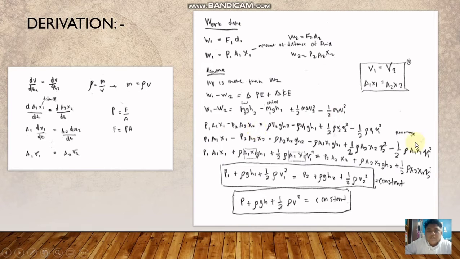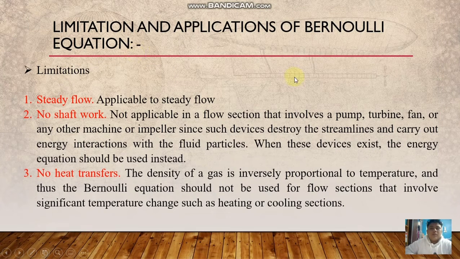So we derive it until we get the Bernoulli equation. As we can see, the Bernoulli equation is a constant. Left side is equal to right side. So we can get P plus rho g h plus 1/2 rho V squared is equal to constant. Next is limitation and application of the Bernoulli equation.